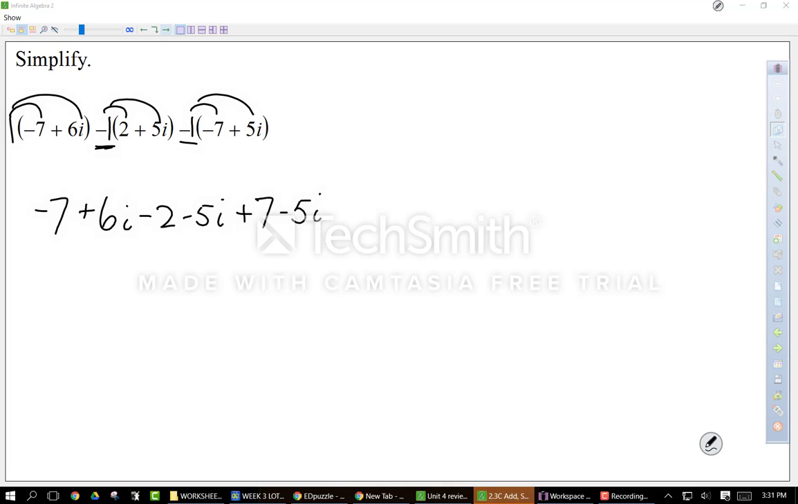Again, you see that there's a negative 1. It flips the signs of what's inside. So now I combine like terms. Negative 7 minus 2 is negative 9, plus 7 is negative 2. 6i minus 5i is 1i, minus 5i is negative 4i.